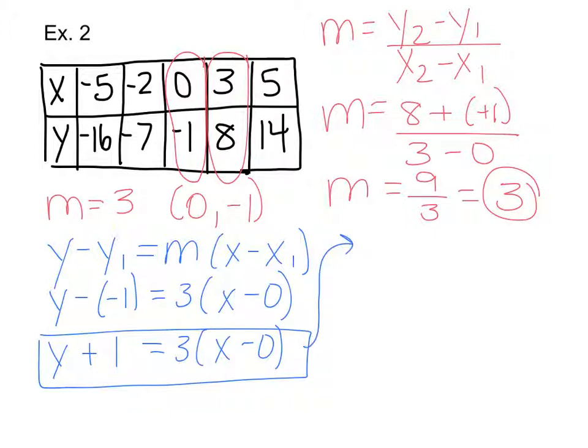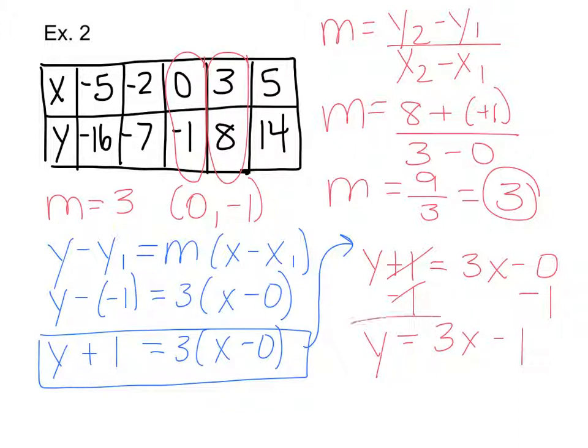Let's move over here. We need to start solving it for y to get it in slope-intercept form. So we need to distribute the 3 on the right-hand side. So we're still going to have y plus 1. And then distributing the 3, we'll have 3x minus nothing. And finally, to solve for y, we need to subtract the 1. So we have y equals 3x minus 1. So there it is in slope-intercept form.